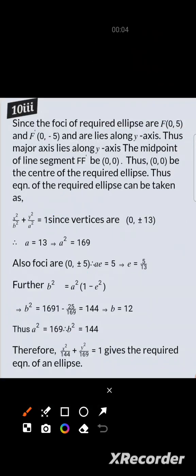Here it is given that the vertices are at 0, plus minus 13 and the foci are at 0, plus minus 5. What was explained before that? We have to identify the form of the ellipse, that means the vertical form or the horizontal form.